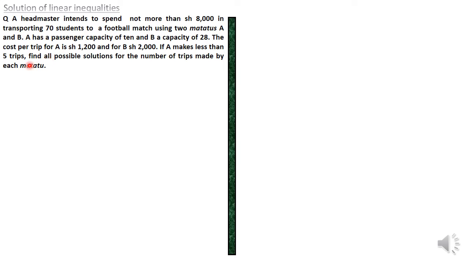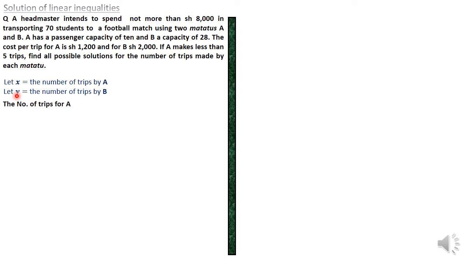As we begin this question, I'm going to say these 2 statements. 1. Let X be the number of trips made by A. That means X is the number of trips. It's a count, 2, 3, 4, something like that. And again, Y is the number of trips made by B.